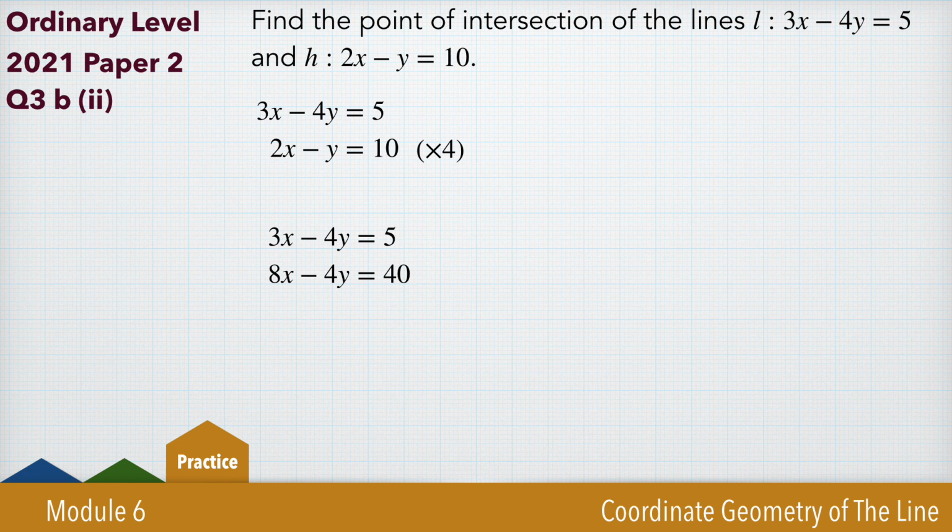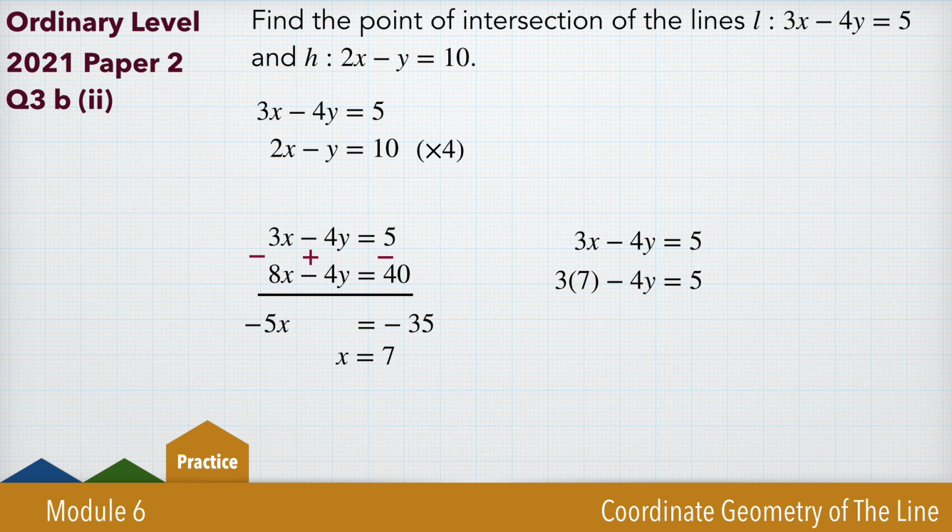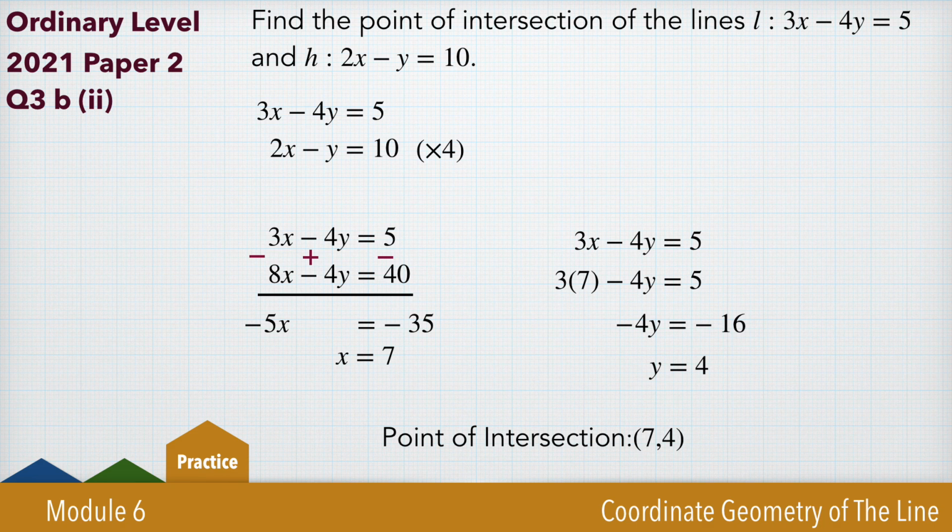As the signs of the y terms are the same, we will change the signs of all terms in the second equation by multiplying across by -1. Eliminating the y terms gives us an equation which can be solved for x. The x value of 7 is now substituted into one of the original equations. This gives us an equation that can be solved for y. The point of intersection of the two lines is found to be (7, 4).